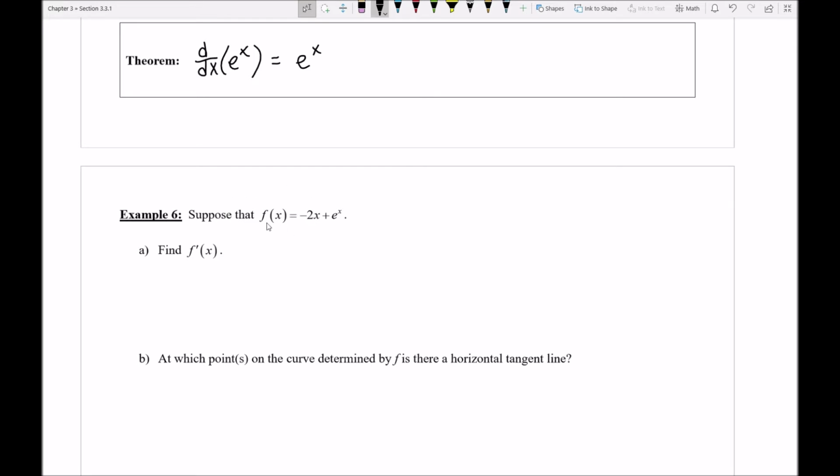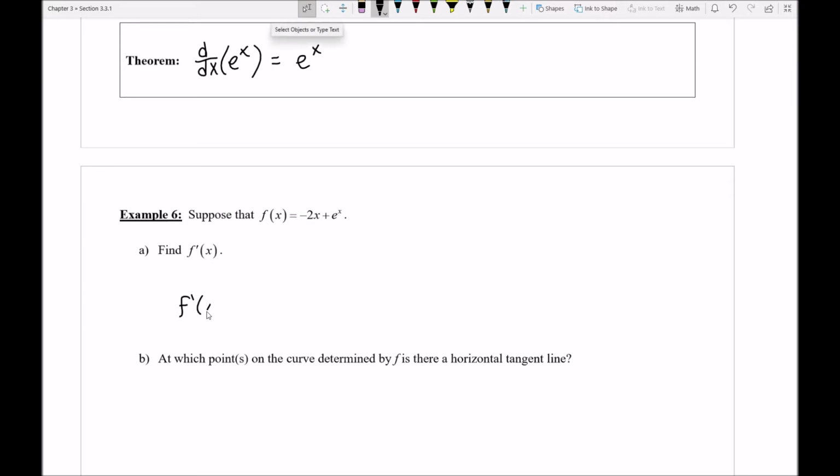Let's see what we have here. I'm going to suppose that I'm working with a function that's negative 2x plus e to the x. I have no idea what this function looks like, but it doesn't really matter for this question. Let's take a look here at part A. Can I find f prime of x?